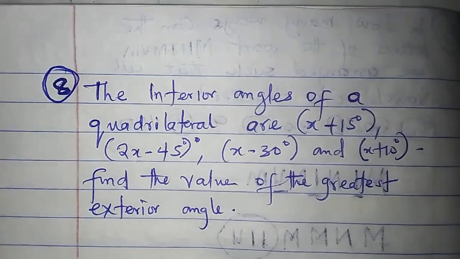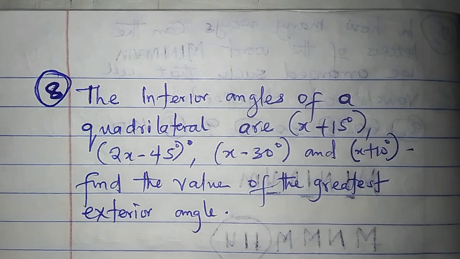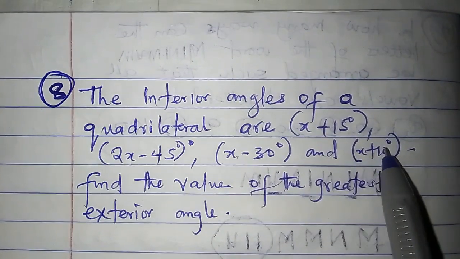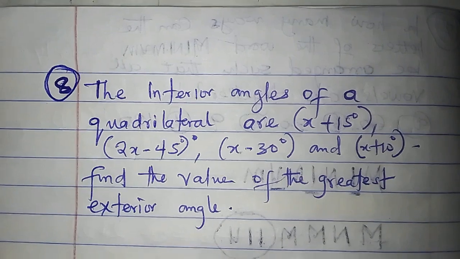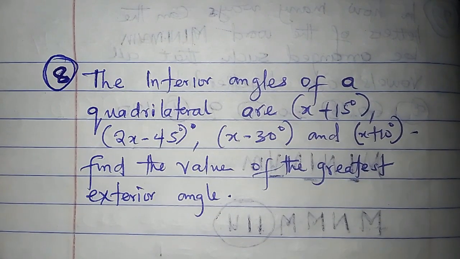Question 8 says, the interior angles of a quadrilateral are x plus 15 degrees, 2x minus 45 degrees, x minus 30 degrees, and x plus 10 degrees. We have to find the value of the greatest exterior angle. Okay. First of all, let's solve for the value of x.